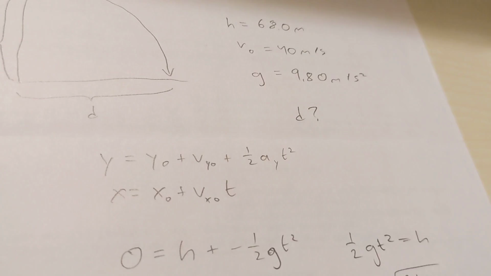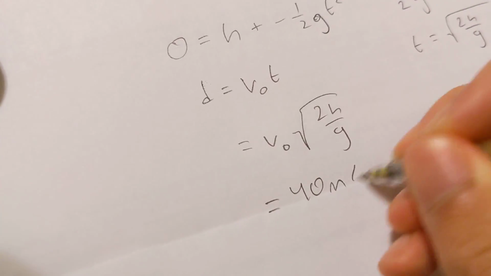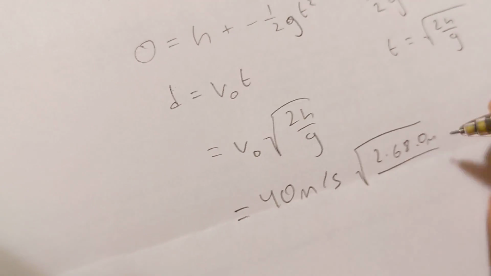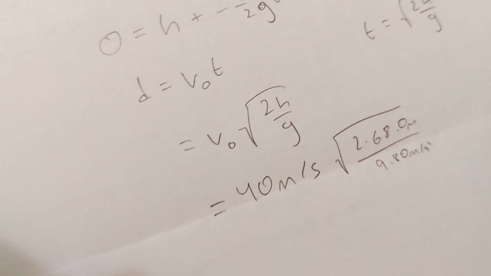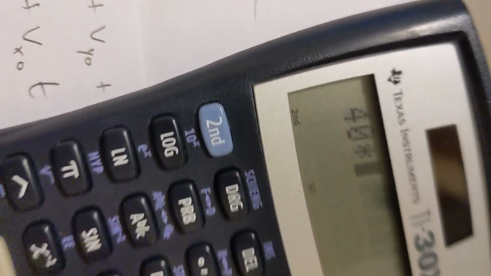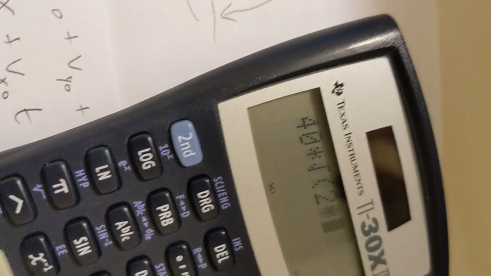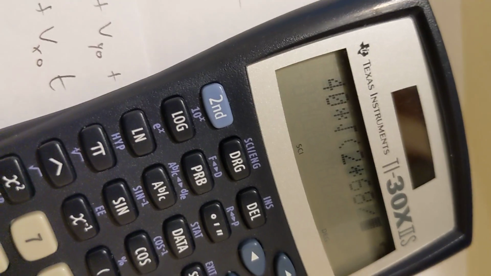So we can put in our givens, 40 meters per second times the square root of 2 times 68.0 meters over 9.80 meters per second squared. Okay, so now we can use our handy scientific calculator. 40 times the square root of, nope, that's the wrong one. This one. The square root of 2 times 68 divided by 9.8.